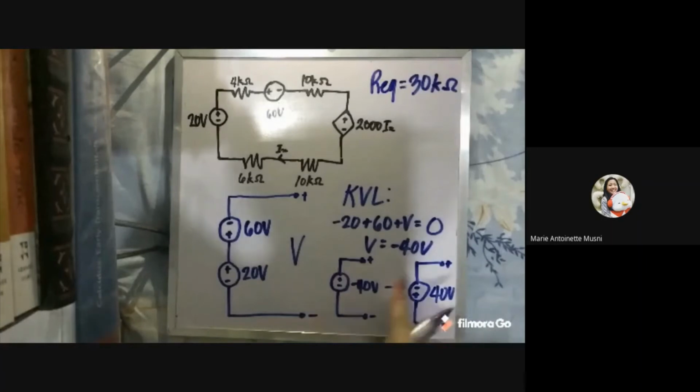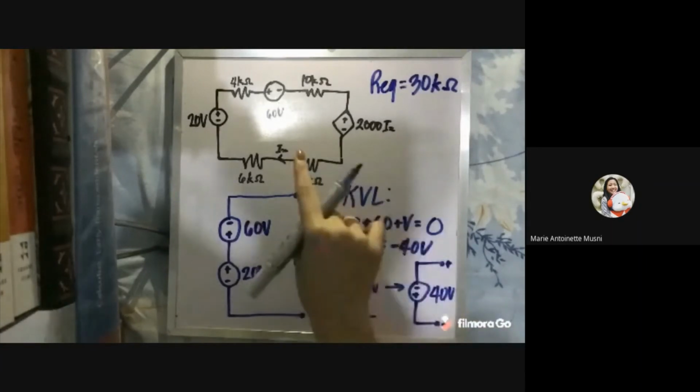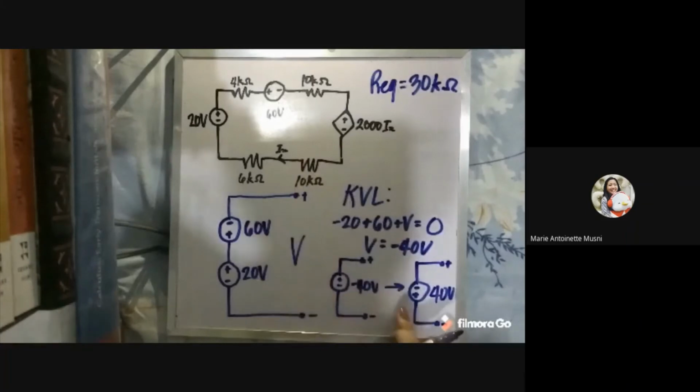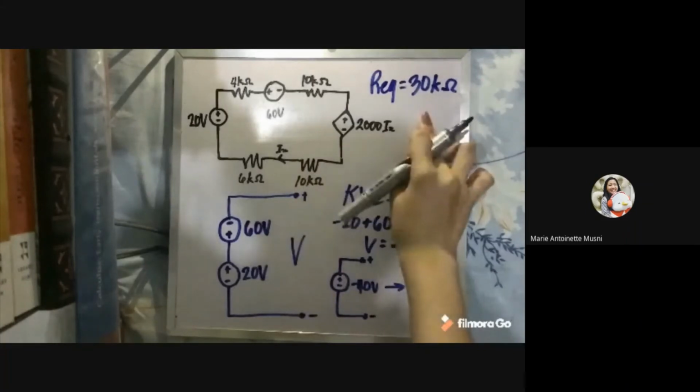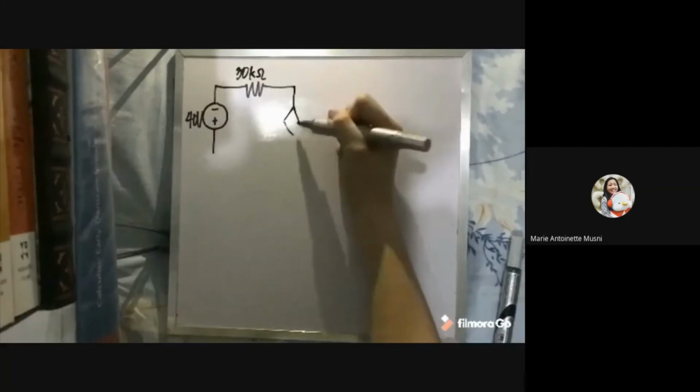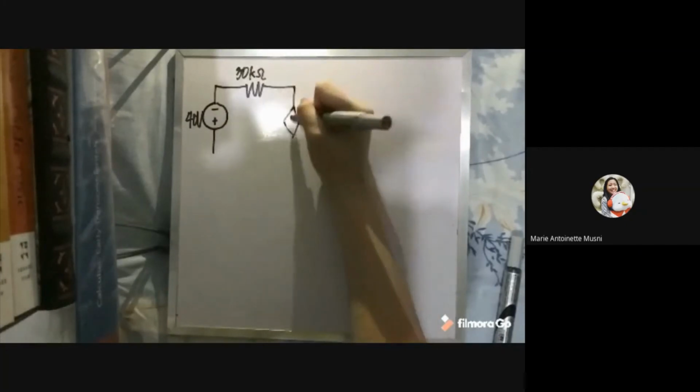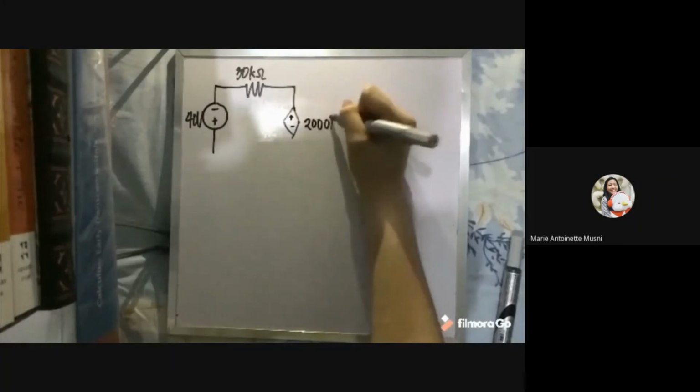And now let's redraw our circuit diagram with our combined voltage and our equivalent resistance. So, let's just redraw that circuit. We have our negative at the top, positive terminal at the bottom, 40 volt source here, connected in series to our equivalent resistance of 30 kilo ohms, connected in series again to our dependent source, positive, negative here, that's 2000 Ix.